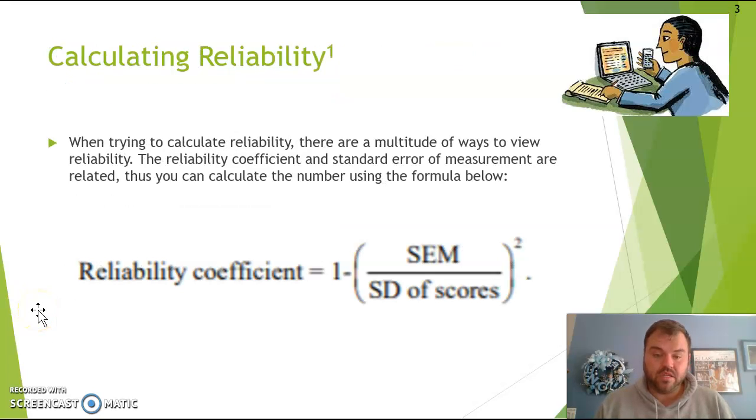So calculating reliability. When trying to calculate reliability, there are a multitude of ways to view it. The reliability coefficient and standard error measurement are related, thus you can calculate these using the formula below. So reliability coefficient equals 1 minus, and then you see that formula there, squared. When I was looking this up and reviewing, there are a ton of different formulas for this. This seemed to be the most encompassing, getting you that bell curve and allowing you to find the reliability coefficient as well as the SEM, which are big ones.